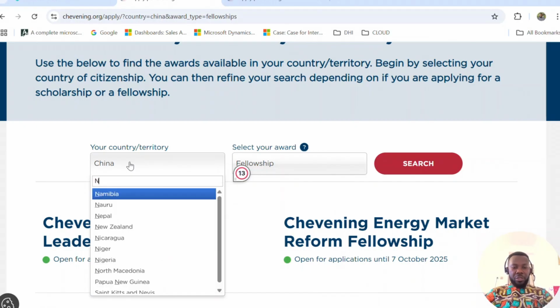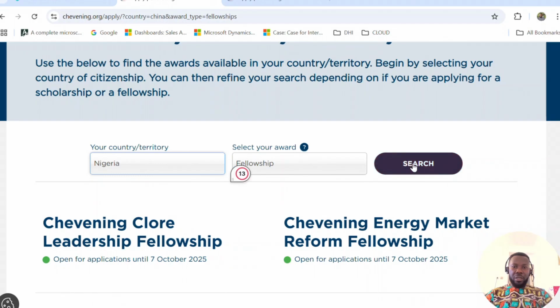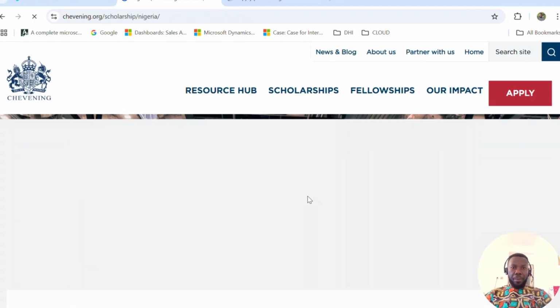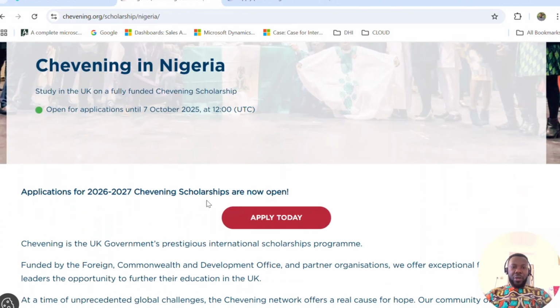Let me check Nigeria. So Nigeria here, fellowship, let's see. I doubt there will be any fellowship for Nigerians. Okay, Chevening Oxford Center for Islamic Studies Fellowship. So this is also open for Nigerians. And then let me also search by scholarship. And here we have Chevening in Nigeria, also open for application until 7th October 2025. All right, all this is very well noted.